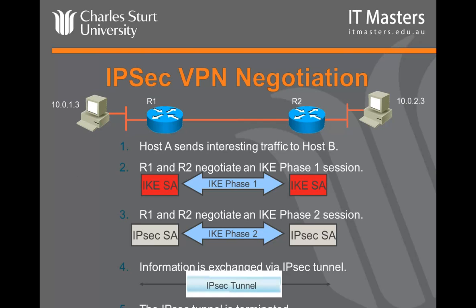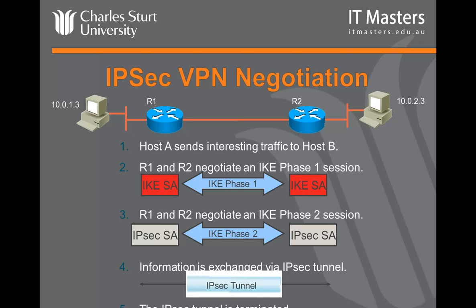So these are the five steps that we were talking about earlier. IPSec VPN negotiation. Host A, which in this case is this computer here on the left, sends interesting traffic to host B. Interesting traffic, that should already put into your head from previous discussions about access lists, is just traffic that has been matched with an access list that needs to be encrypted.